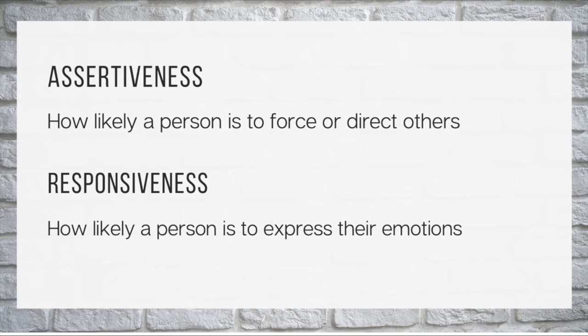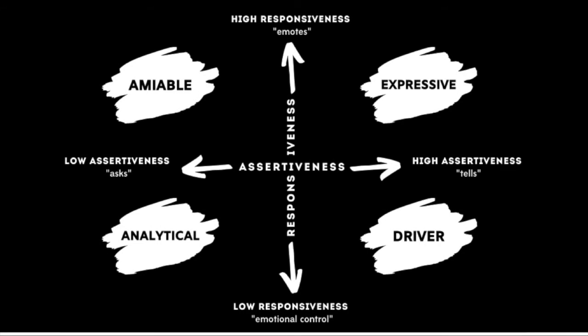Assertiveness relates to how likely a person is to force or direct others, so tell people. And responsiveness is how likely a person is to express their emotions, so whether they're really emotional, or an emoter, or whether they're a little bit more regulated. If you place these two measures on an axis and create a bit of a spectrum, you can see that four different social styles appear.